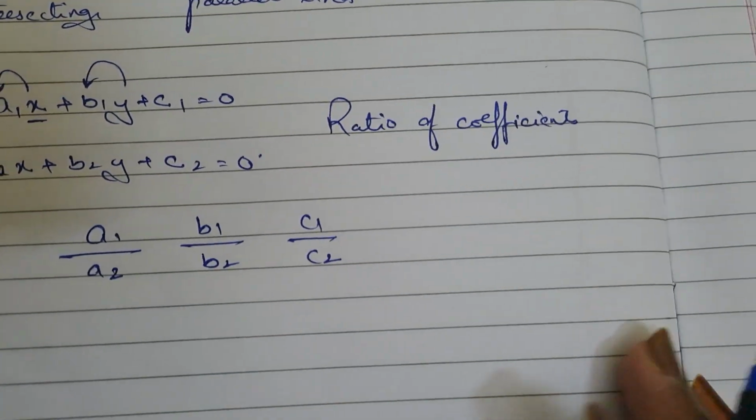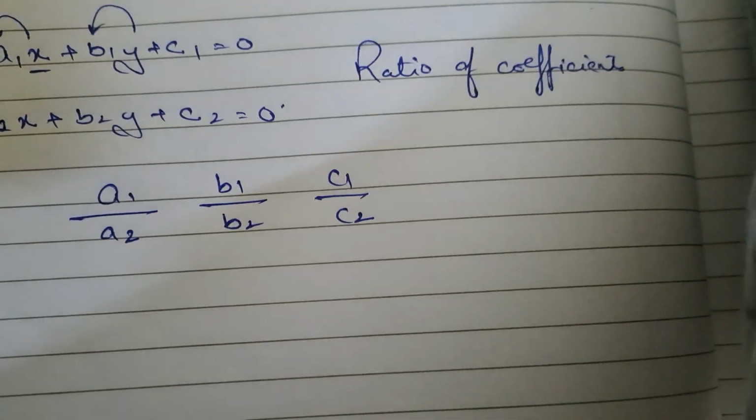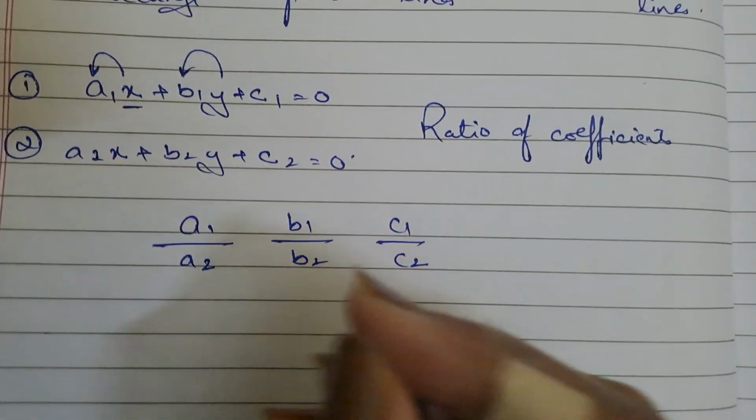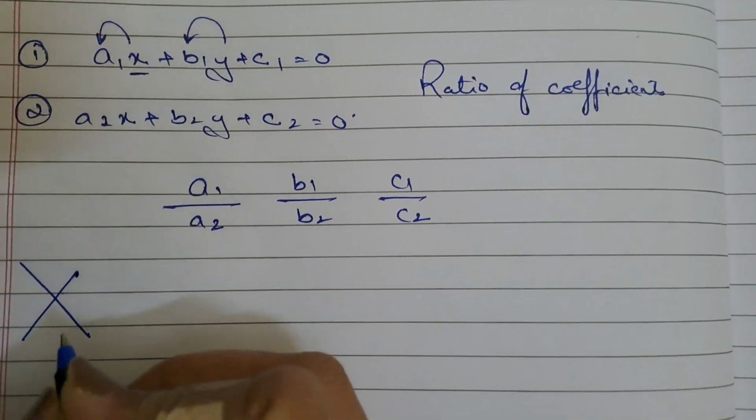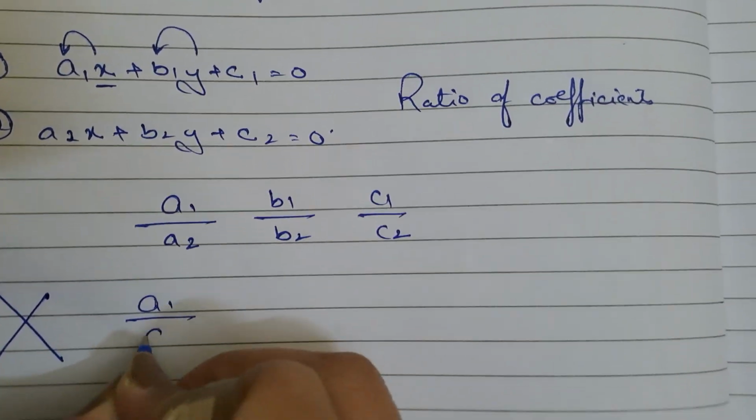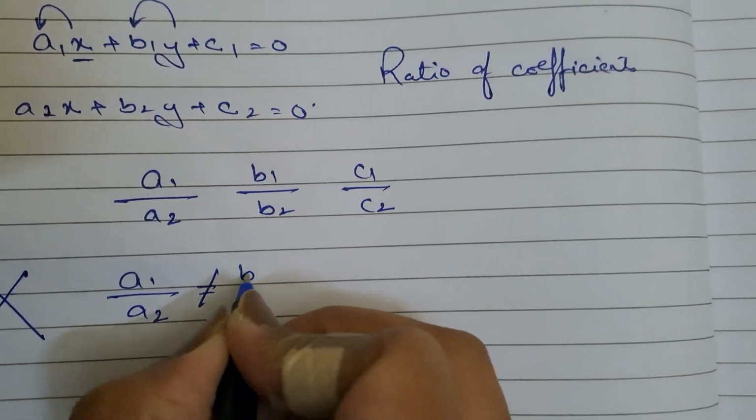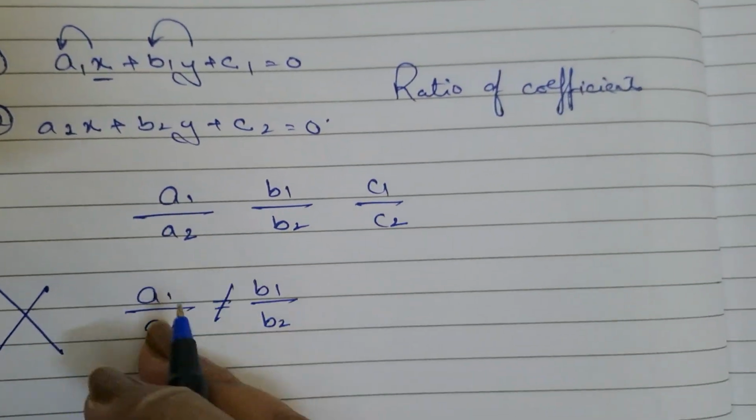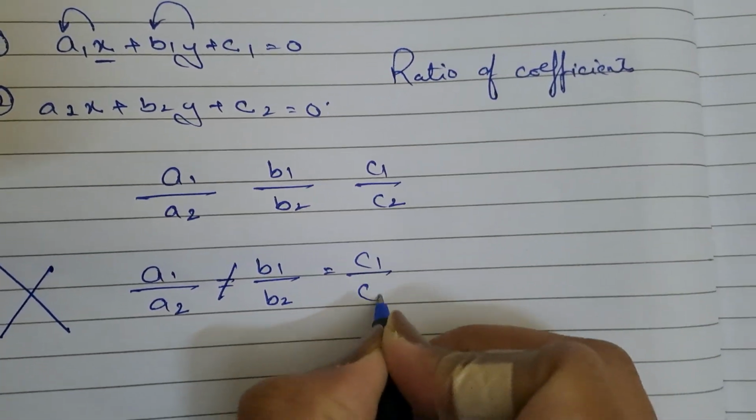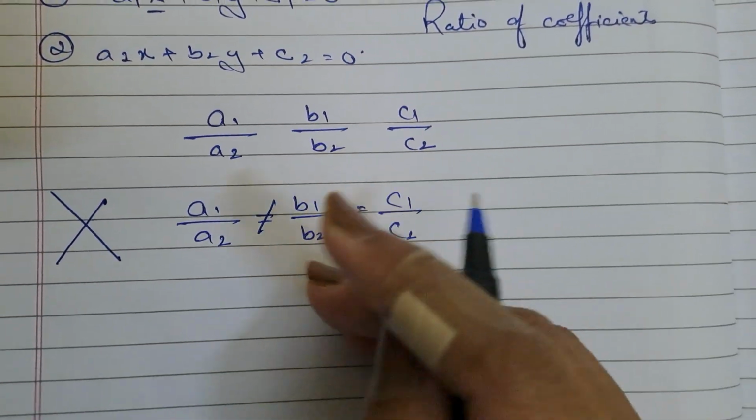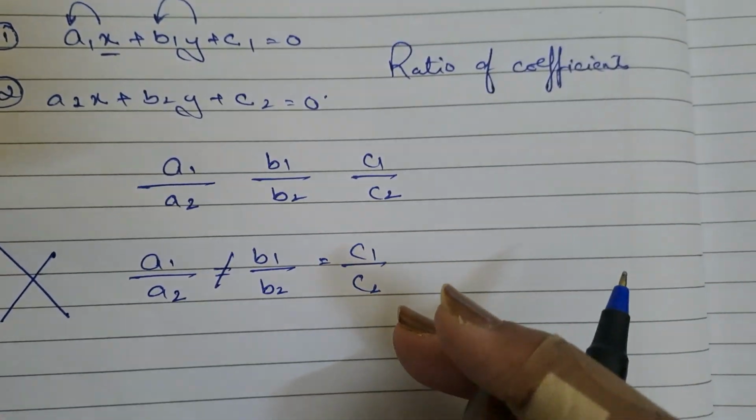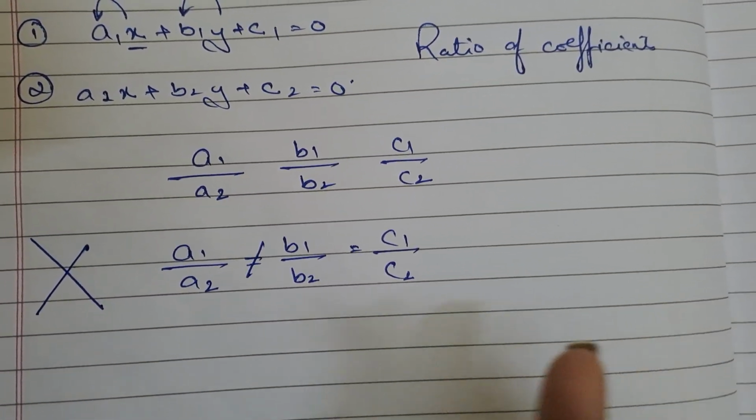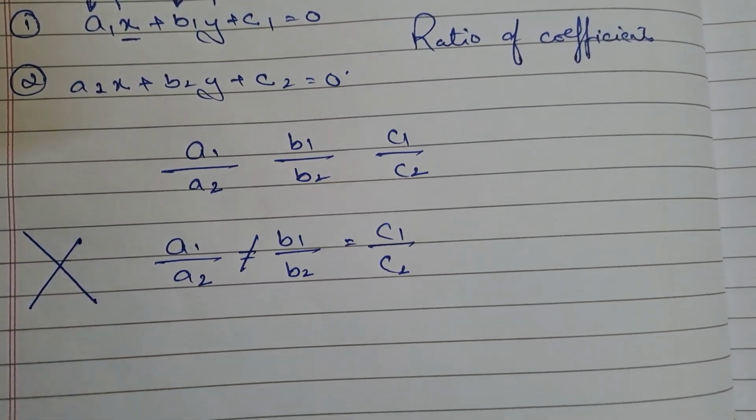Starting with it, the first set of lines that we have is called the intersecting lines. How do I know if the lines are intersecting or not? For the intersecting set of lines, my a1 by a2 ratio is not equal to b1 by b2 ratio. They would not be equal to each other, and such lines are considered to be intersecting lines.